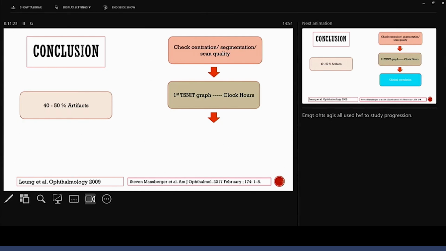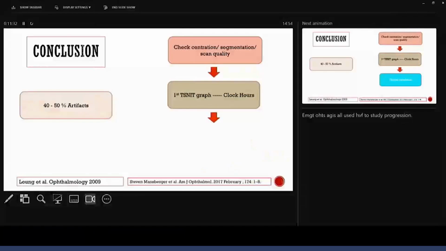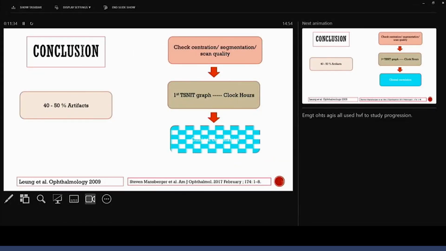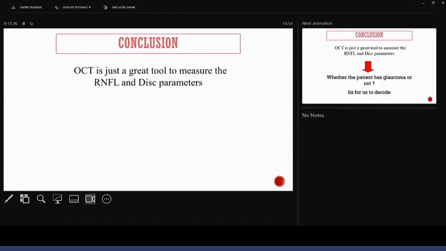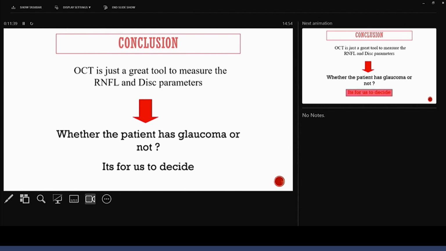To conclude, I'll say we all see artifacts in OCT. Whenever you see a patient, look for centration, segmentation, scan quality, look into the TSNIT graph, then go to the clock hour. But most important, please correlate clinically, because whether the patient is having glaucoma or not is not for the OCT to decide. It is for us to decide. Thank you so much.